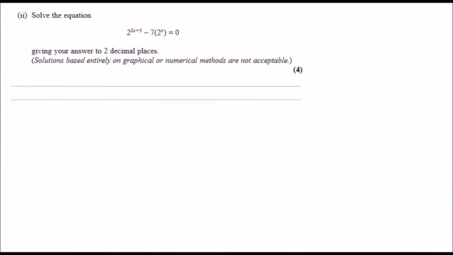Okay, part 2 for question 8. Now, this one, again, just like logarithms, is quite straightforward. You just have to be able to break it down when you first look at it. So, to solve this, just notice one thing. This is actually a quadratic equation.